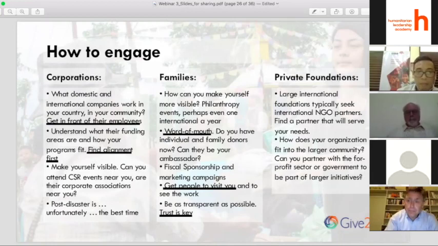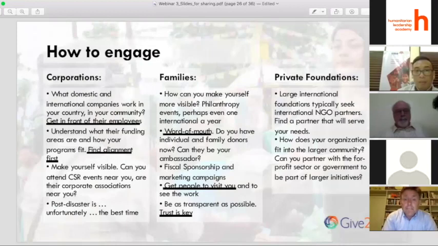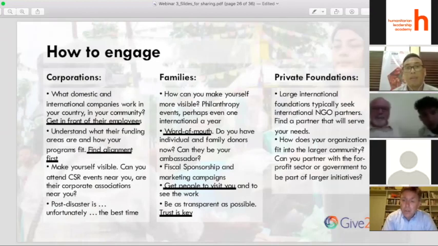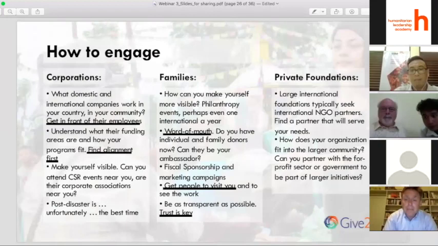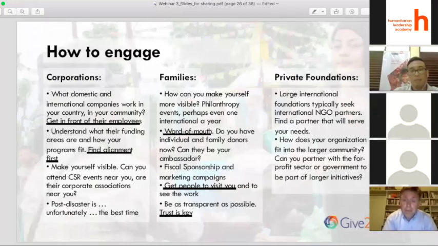Families. I would say that families are often word of mouth. If you have already individual donors who you're working with, try to find out how they can be an ambassador to you and spread the word. If they care enough to give to you, they can also perhaps be tapped to bring in more donors to support your programs. Fiscal sponsorship, as I mentioned before, which Give to Asia does, can help provide some visibility to you outside of your geographic area.